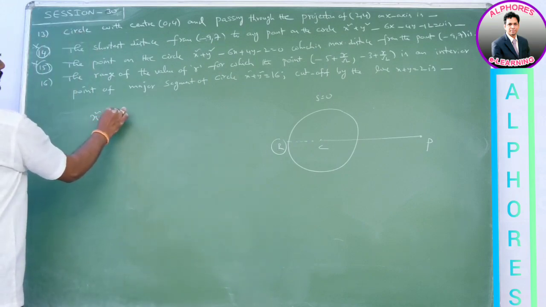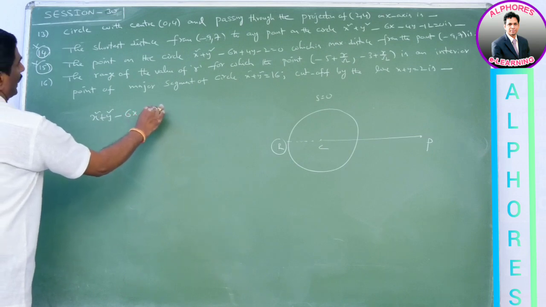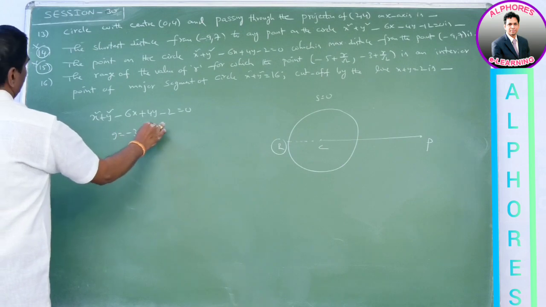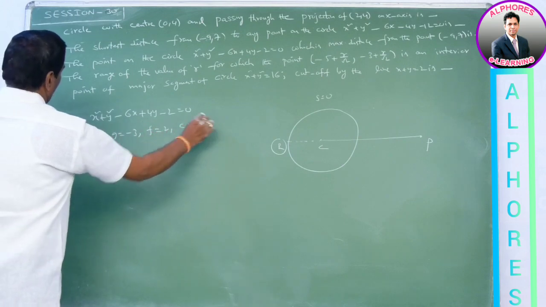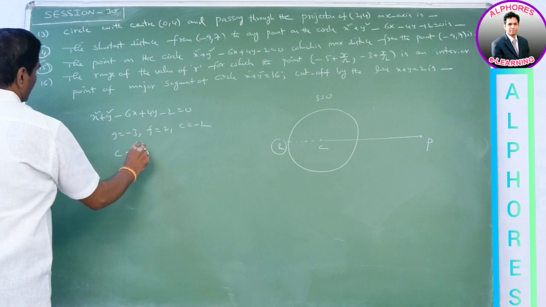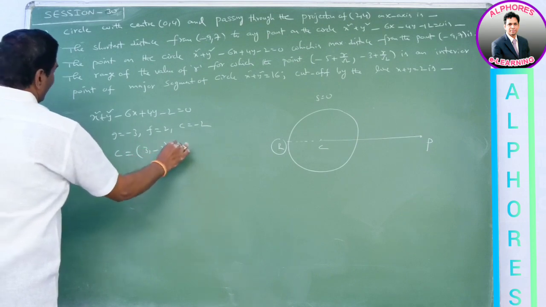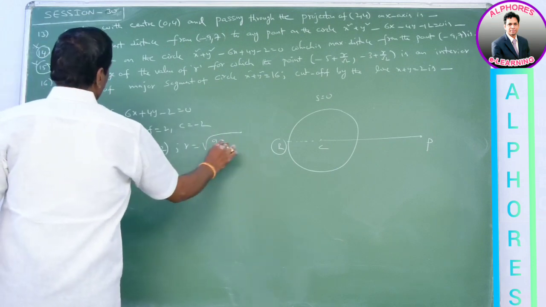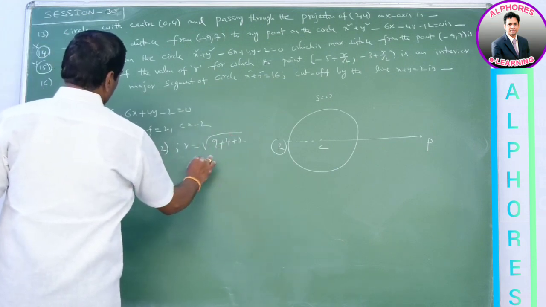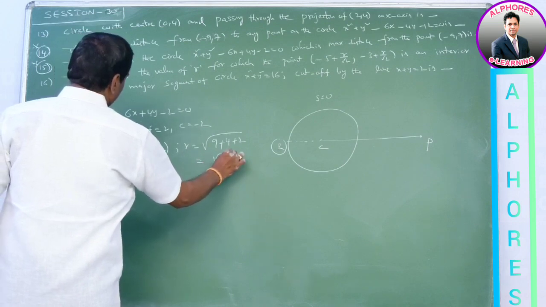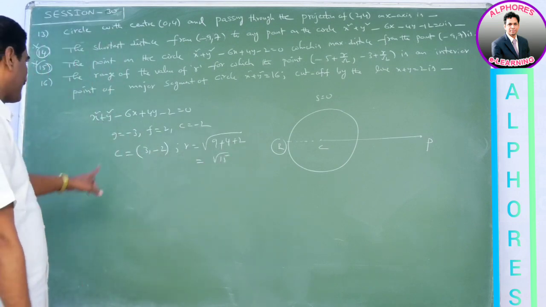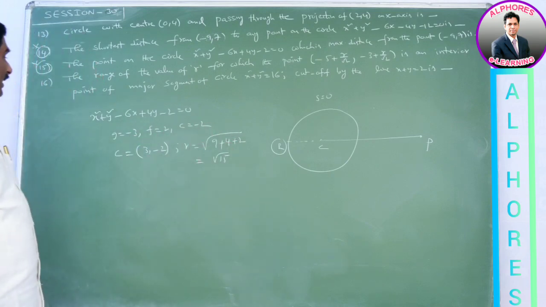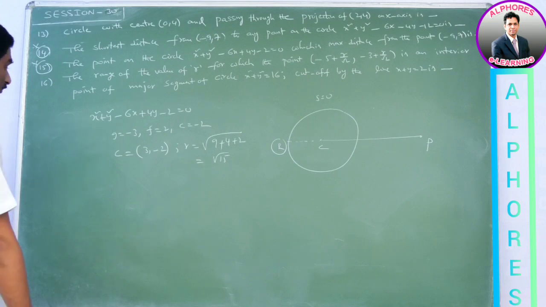From the given, the circle equation is x square plus y square minus 6x plus 4y minus 2 is equal to 0. Okay. G is equal to minus 3, F is equal to 2, C is equal to minus 2. Center of the circle is equal to minus G comma minus F means 3 comma minus 2. Radius of the circle is equal to root over G square plus F square minus C, means 9 plus 4 plus 2, that is equal to root 15. Radius of the circle is equal to root 15.